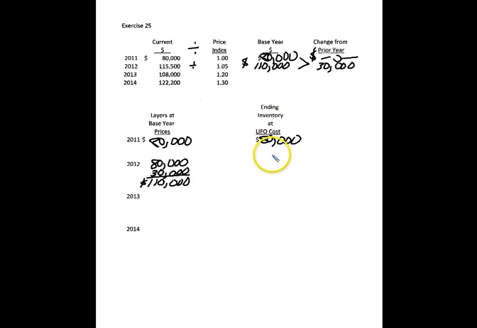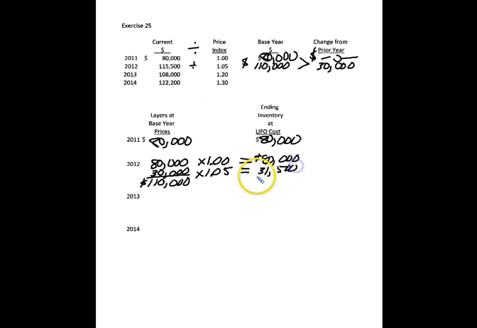Now we're going to convert them back using the base layer, using the price indexes. So this 80,000 had a price index of 1. So that's going to have $80,000 when we extend that over. But the 30,000 had a price index that was created and generated. That new layer was created in 2012, so it has a price index of 1.05.